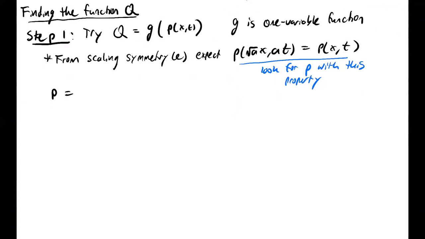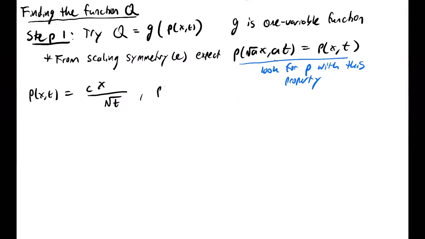Let me suppose p is just x on the top and then something involving t in the denominator. Well, notice if I multiply x by square root of a, then that should cancel out with multiplying t by a. And so that tells you that maybe you should take the square root of t, to get the square root of a's to match. And so that's what I'm going to do. So I'm going to have a square root of t. And then there's just going to be some constant c. And so the good candidate for our function p is just this x divided by square root of t.